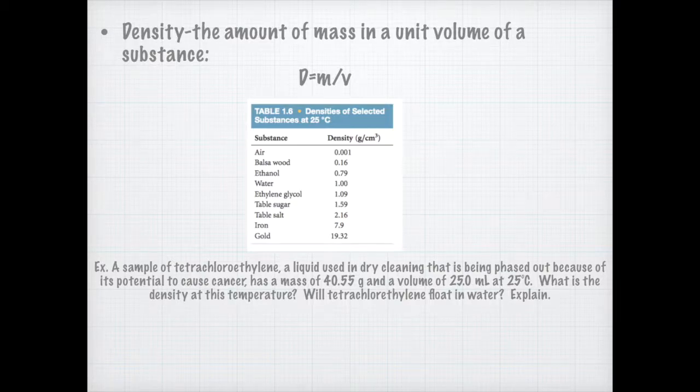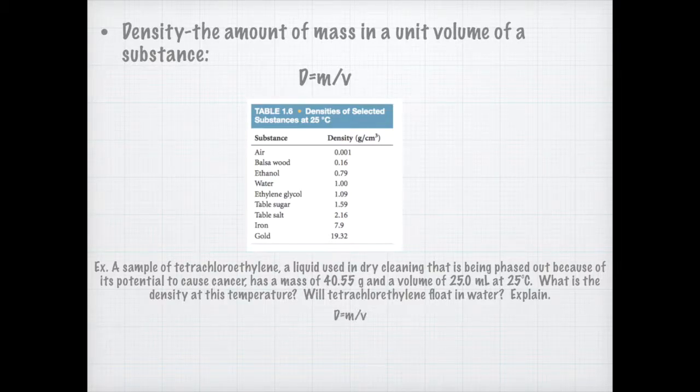So let's actually look at an example problem. It tells me that I have tetrachloroethylene, and it is a liquid that's used for dry cleaning, and it has a mass of 40.55 grams and a volume of 25.0 milliliters. It says, what is the density at this temperature, and will it float in water? Explain. So remember, the formula for density is mass divided by volume.